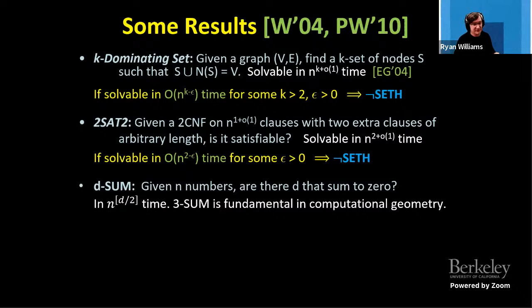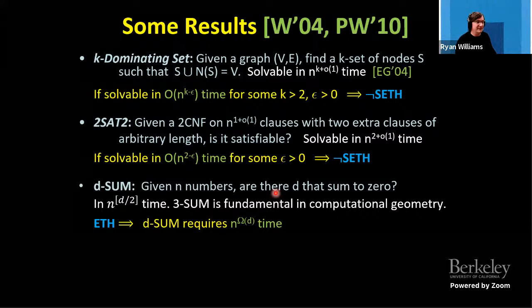So we know it's solvable in n to the ceiling of d over 2 time, and that ceiling is somehow important. It means that 3-sum takes n squared time, and we don't know how to solve it faster than n squared time. We show that if ETH is true, then d-sum has this kind of inherent curse of dimensionality. So you get an n to the omega of d running time under ETH.